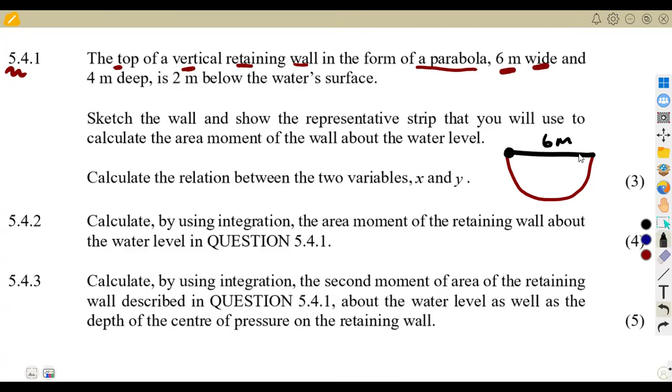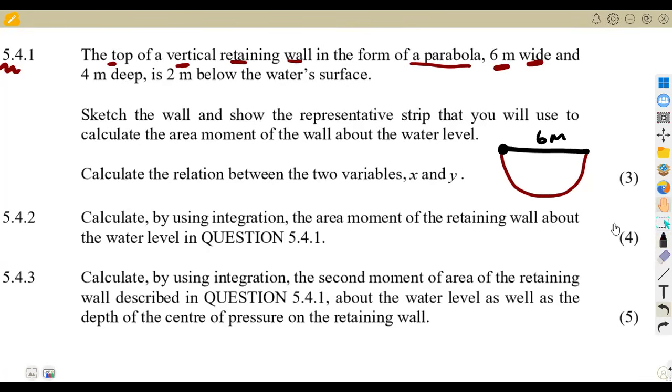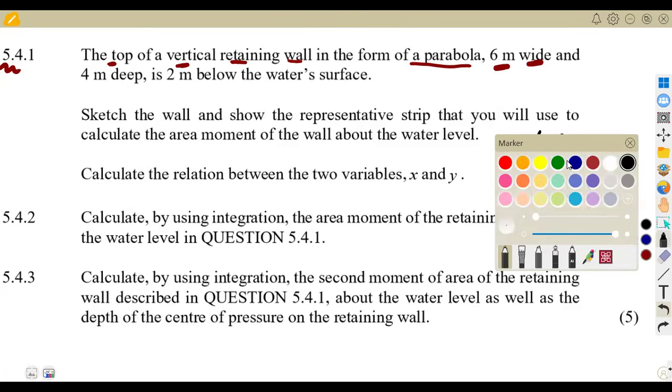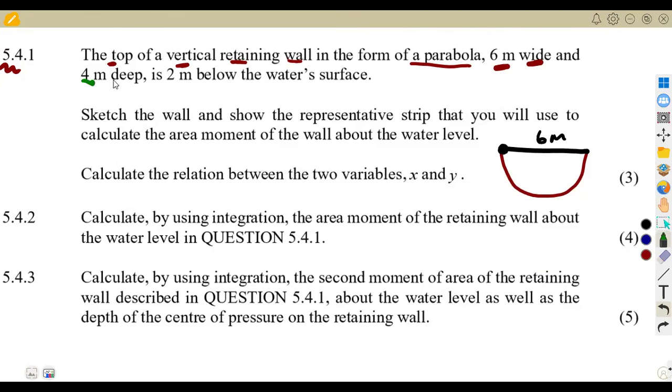As for me, I always use the x-axis as my water level. I'm going to explain later on, but I want us to understand this. This is our retaining wall, maybe of a tank. Don't worry about that, let's move on. And it is 4 meters deep. What is 4 meters deep? The tank that we are talking about, or this part of the retaining wall.